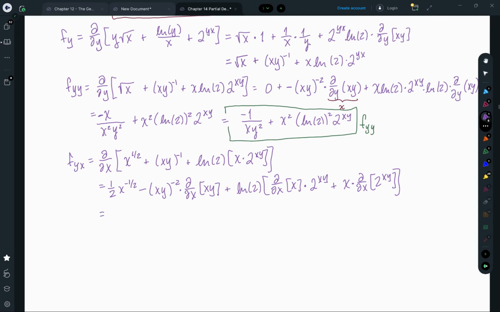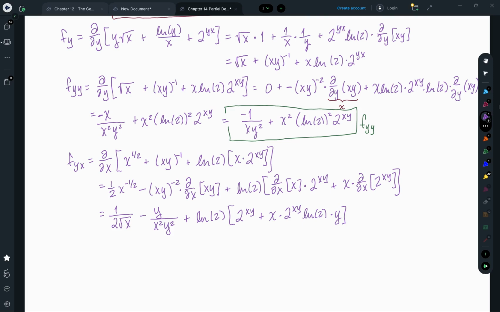So when I rewrite this, the first term becomes 1 over 2 square root of x. And then from the del x of xy, I get a y in the numerator. So I get minus y over x squared y squared. So that'll be something to simplify when I come back. Plus ln of 2, and then inside here I'm going to take my derivatives. Del x of x is 1, so I just have 2 to the xy, plus x times del x of 2 to the xy, which is 2 to the xy times ln of 2 times del x of xy, which is going to give me a y.